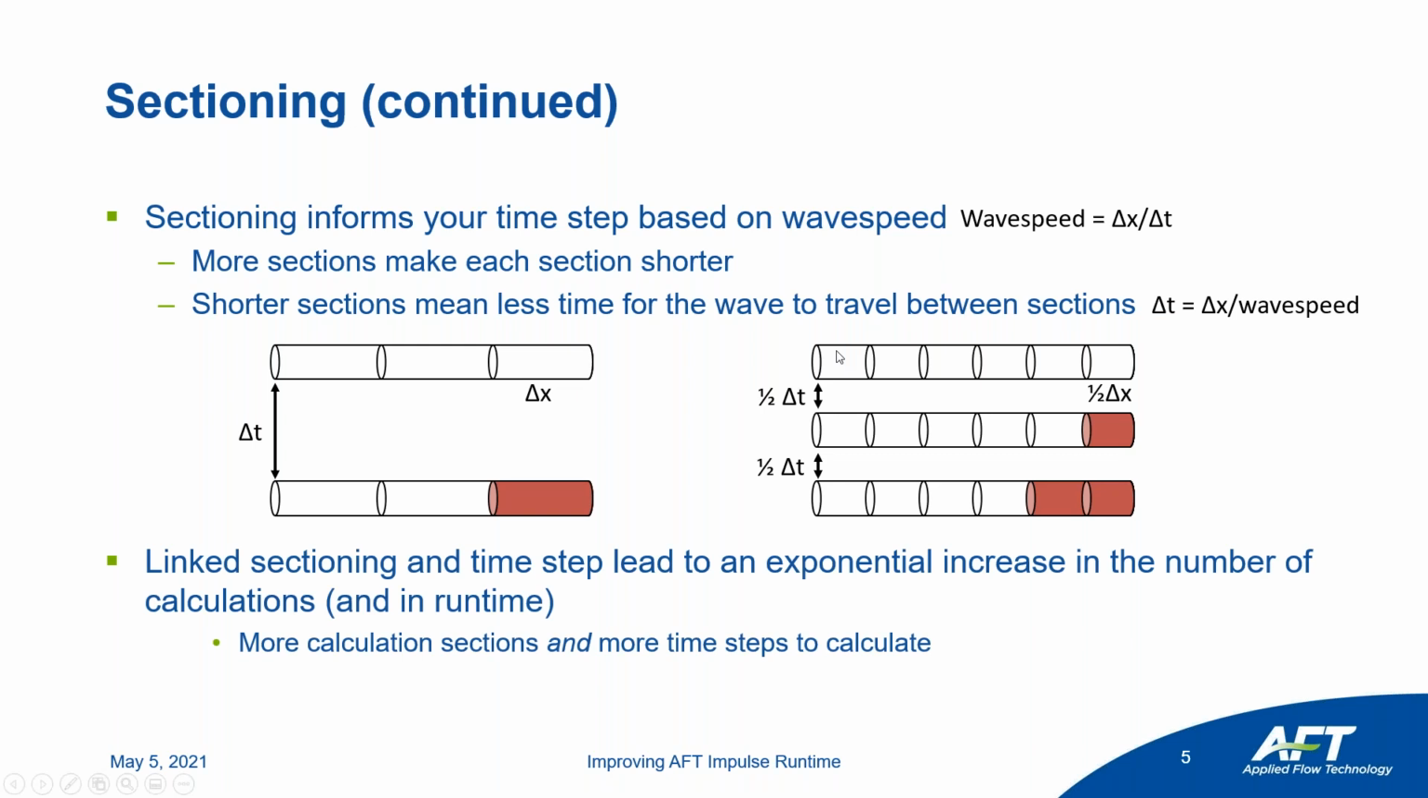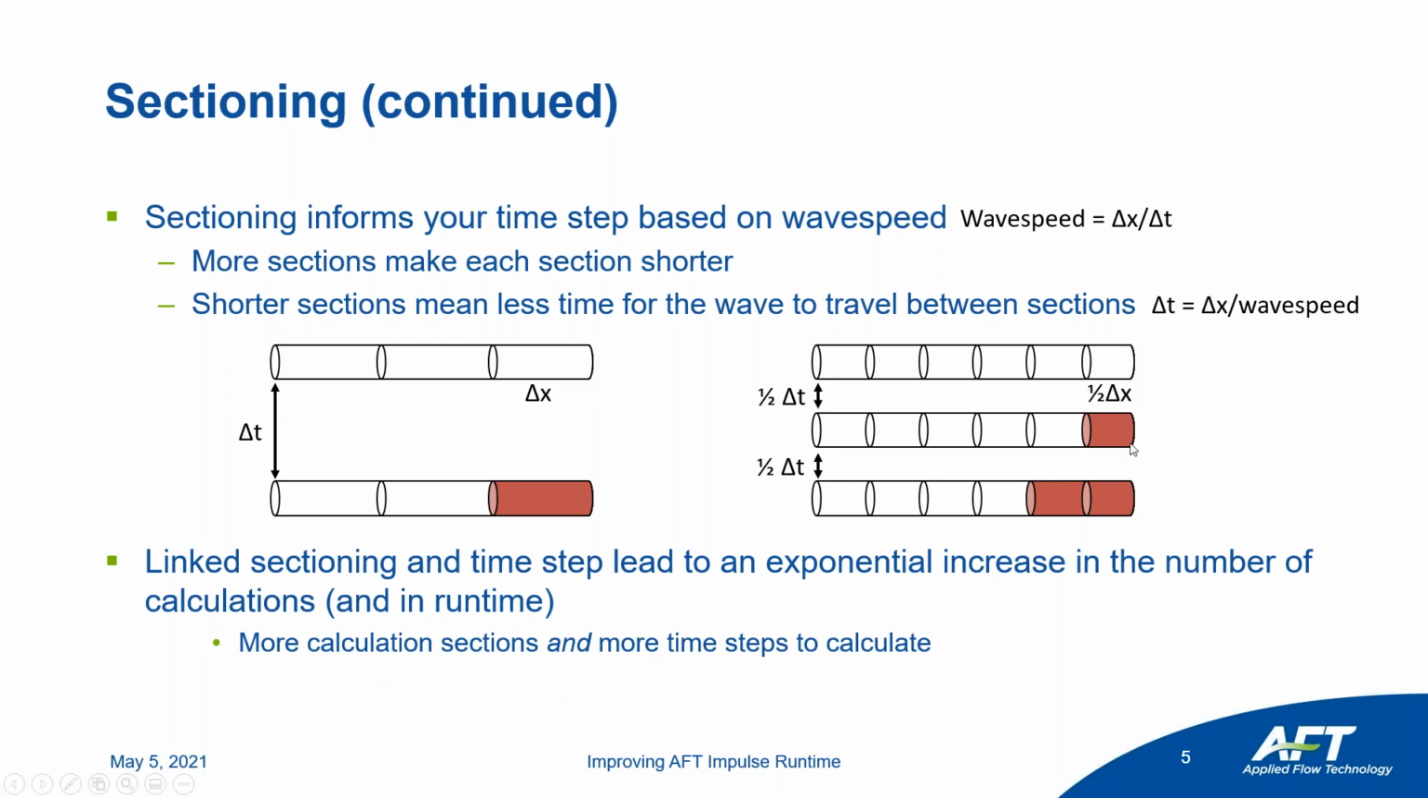So because sectioning and time step are linked by this wave speed, that can lead to an exponential increase in the number of calculations. One, because you're calculating more sections in each pipe. And because there's shorter sections in each pipe, your time step is necessarily shorter, leading to more intermediate calculations through time. So there's more sections, there's more time.